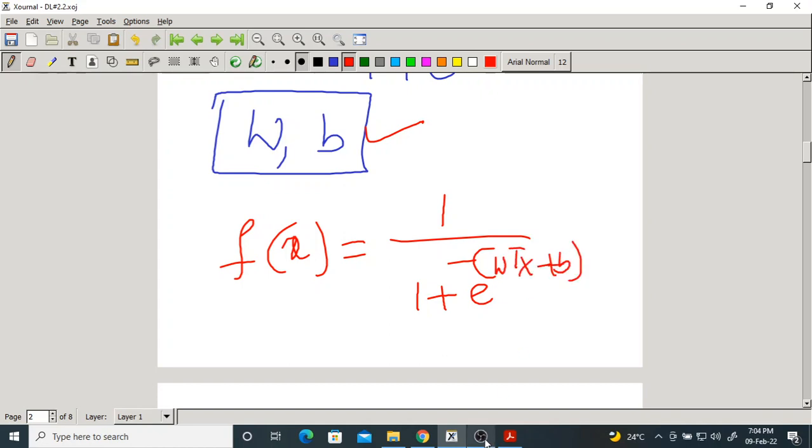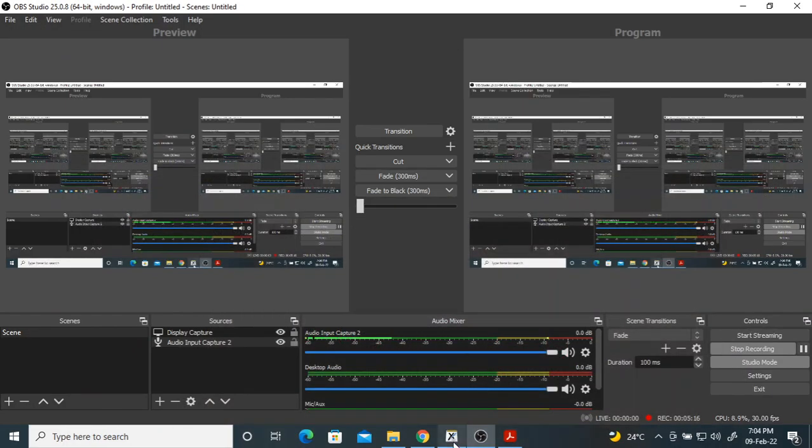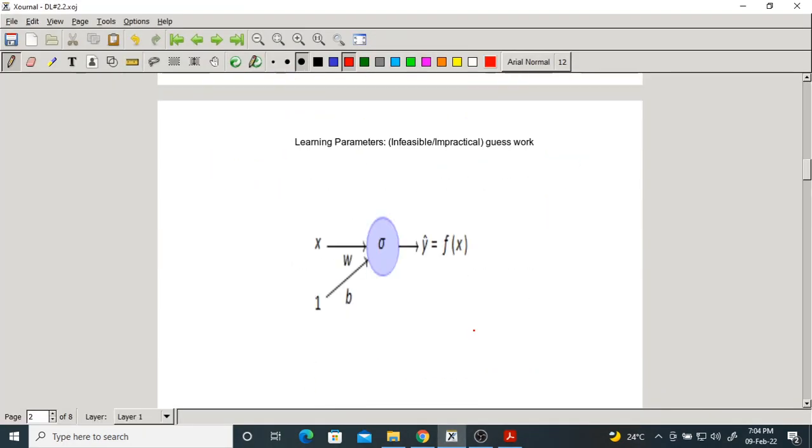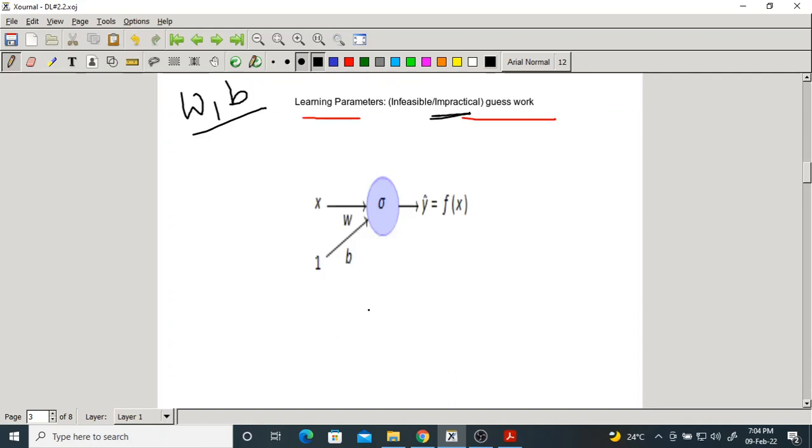Okay, now here this is learning the parameters from guesswork. Okay, as I told you just now, we need to learn the parameters. What are they? W and b. So how to learn them? So let us go by guesswork, guessing. You have to guess them. But guessing is an impractical thing actually. Okay, let us see why it is impractical. So to make life easier, I am assuming only one input.